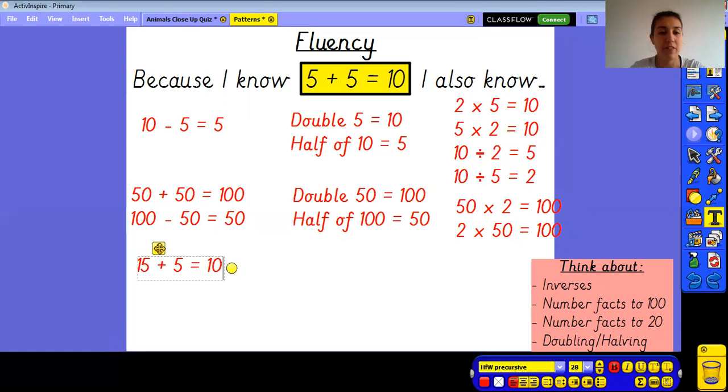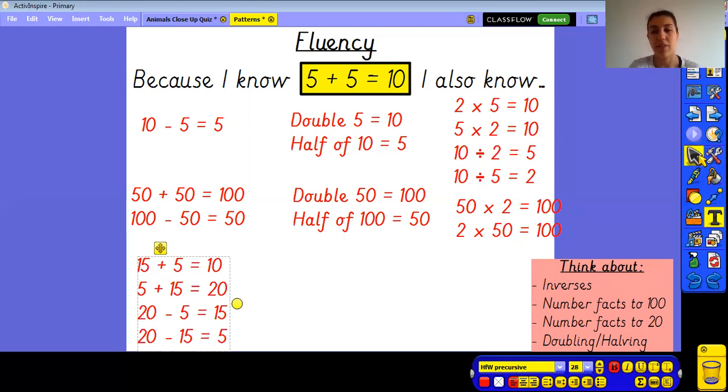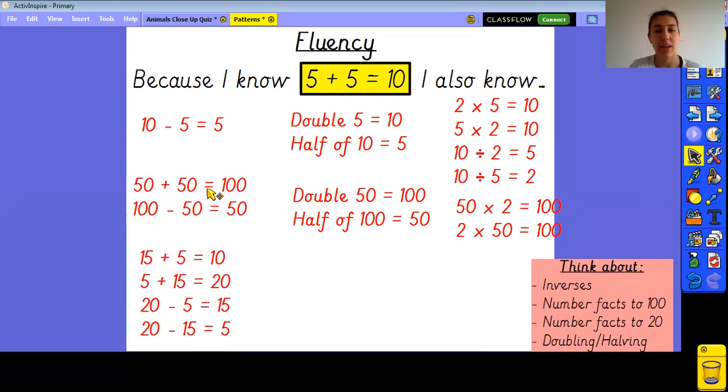So if I know that 15 plus 5 is equal to 20, then I also know, because addition is commutative, that 5 plus 15 is equal to 20. But also we can work out those inverses and start with our biggest number and say that 20 take away 5 would leave us with 15, or that 20 take away 15 would leave us with 5. So many number facts there that we know just because we know 5 plus 5 is equal to 10. So well done if you happen to get lots of the same ones as me.